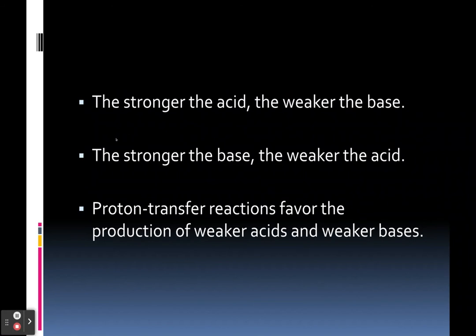The stronger the acid in the pair, the weaker the base will be, and the stronger the base, the weaker the acid. Typically, when you have these reactions, they're going to favor producing weak acids and weak bases.